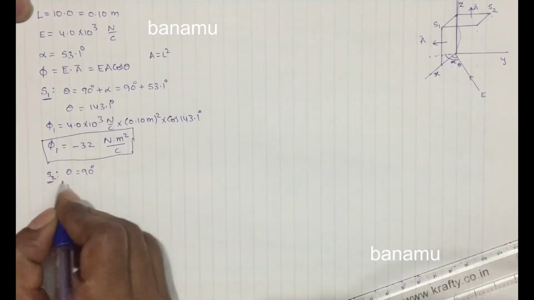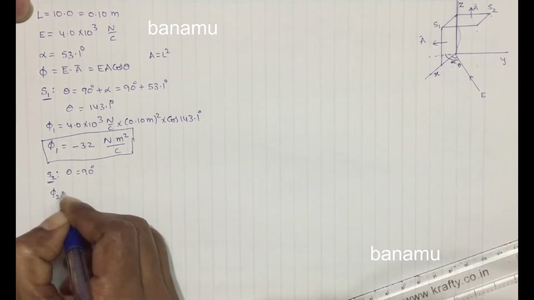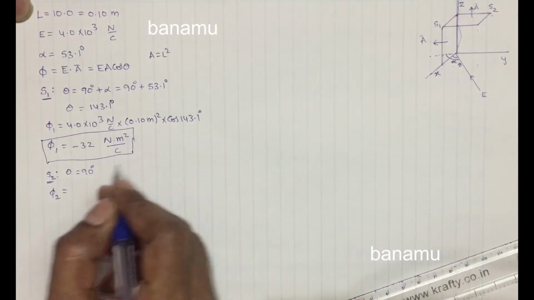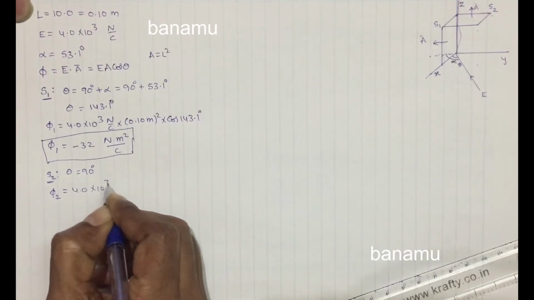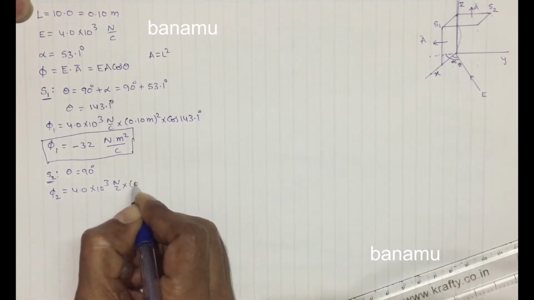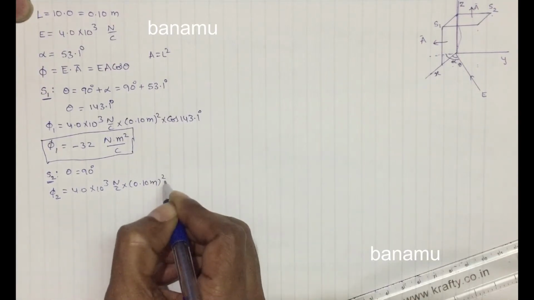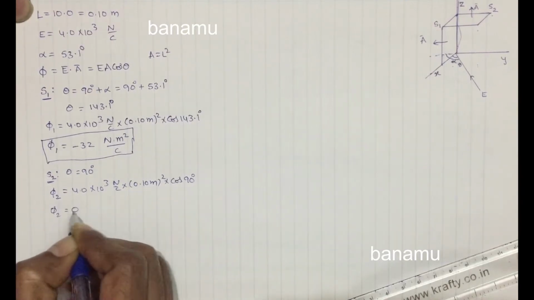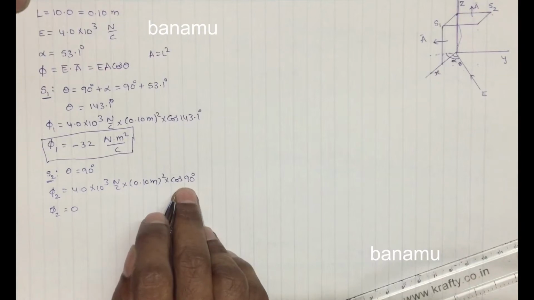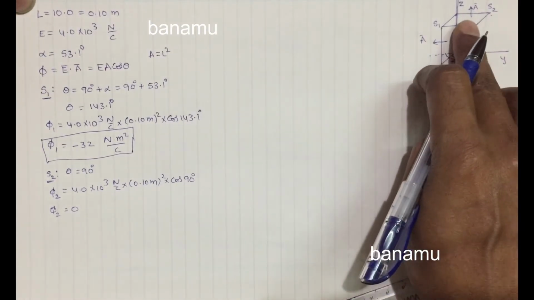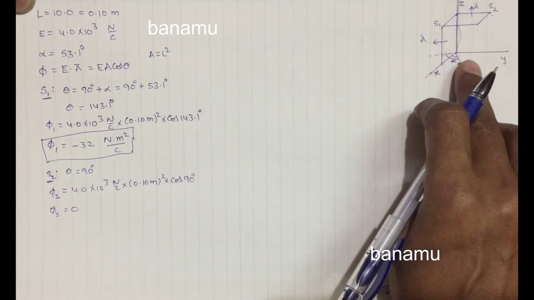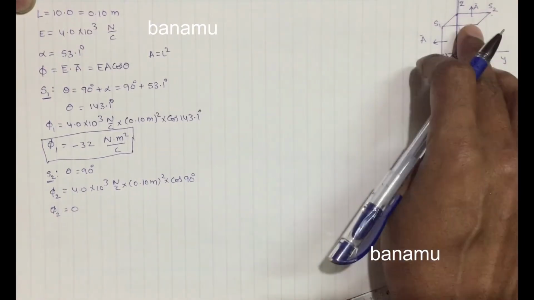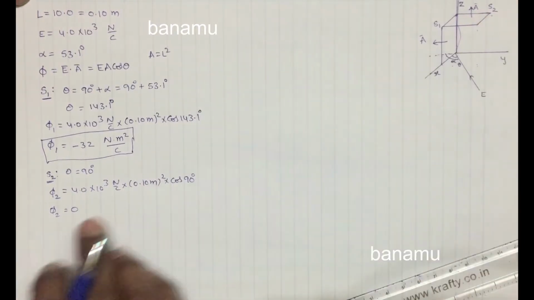Finally, the electric flux phi 2 is equal to E A cos 90 degrees, that is 4 into 10 to the power of 3 Newton per coulomb into (0.1 meter) whole square into cos 90 degrees. Phi 2 is equal to 0 because the angle between the electric field and the area unit normal vector is perpendicular. So cos 90 is equal to 0. Finally, the flux through the upper part of the surface, S2, is 0.